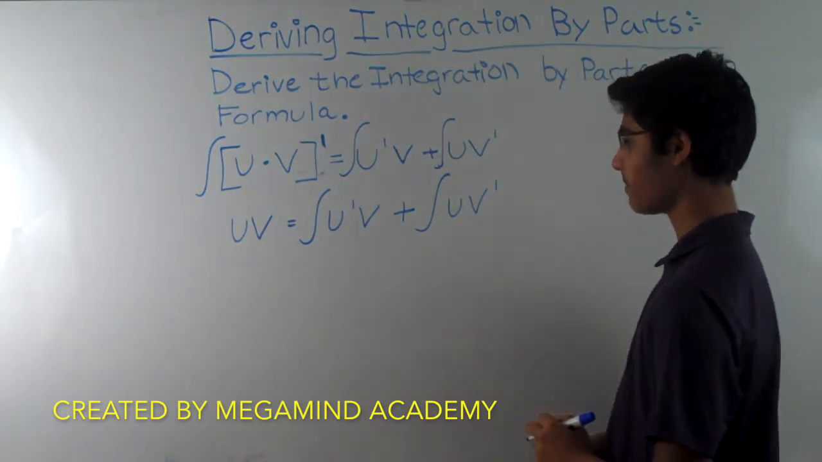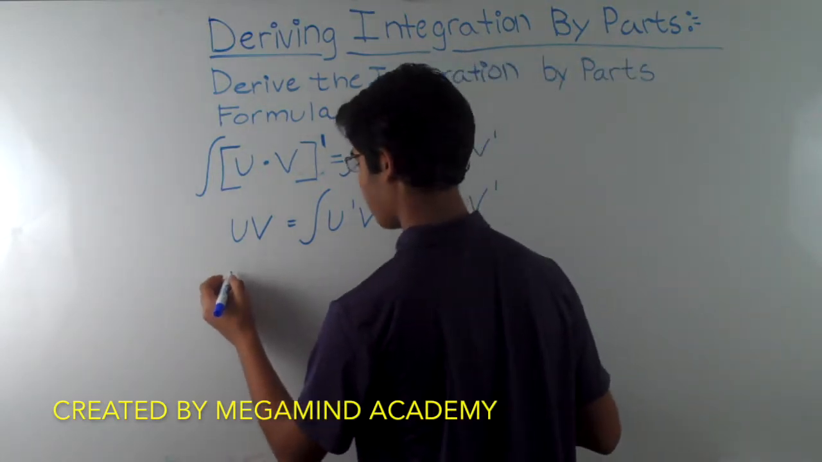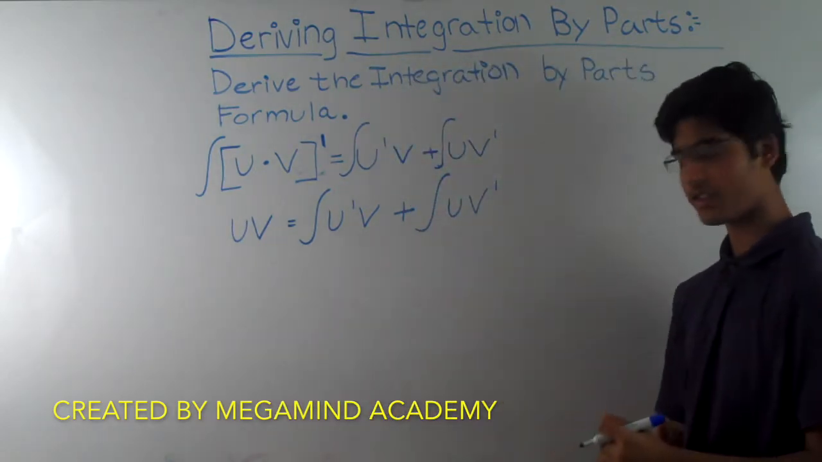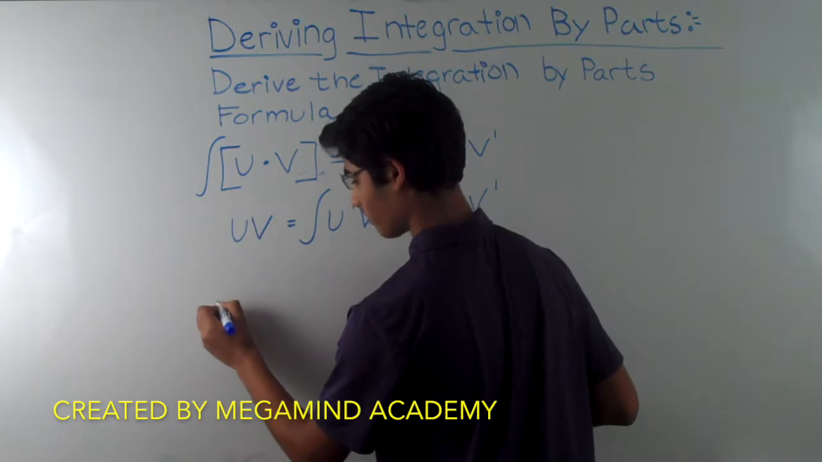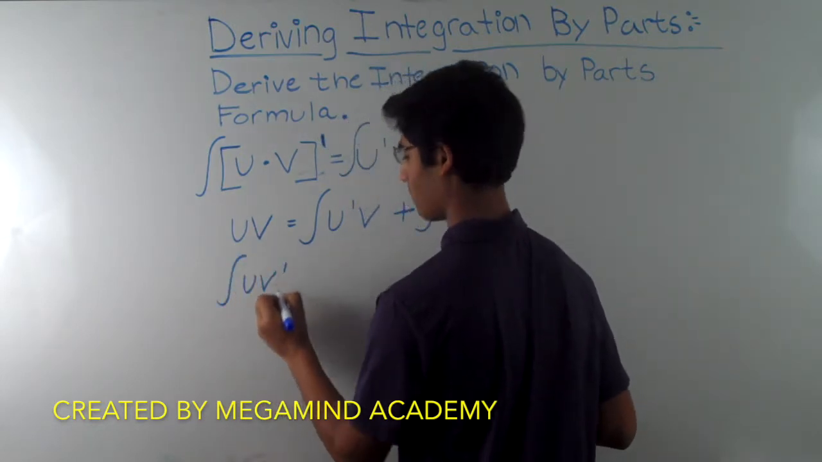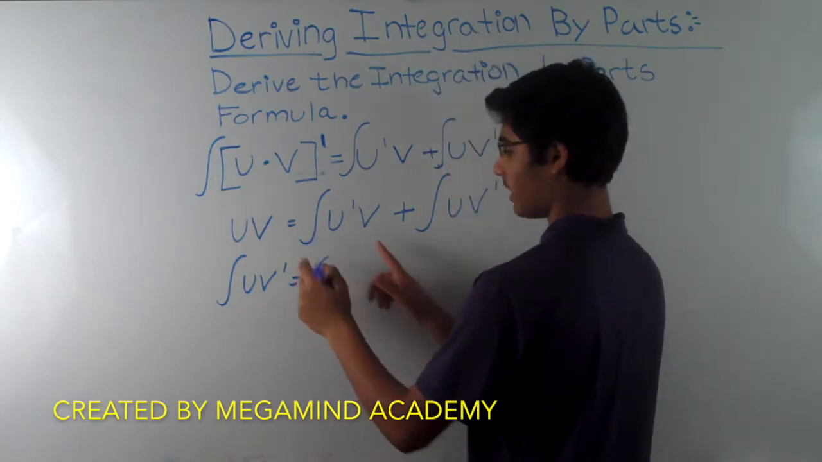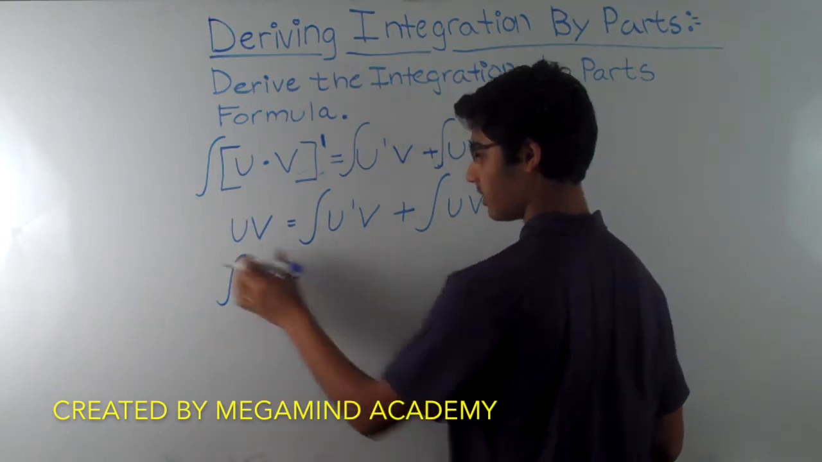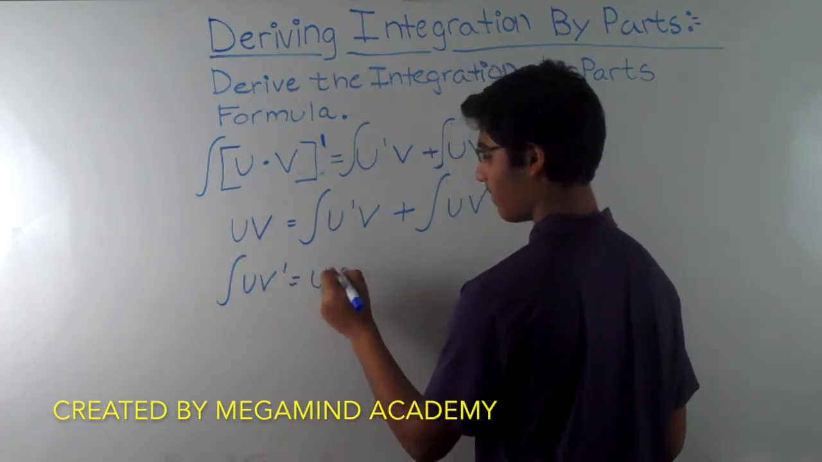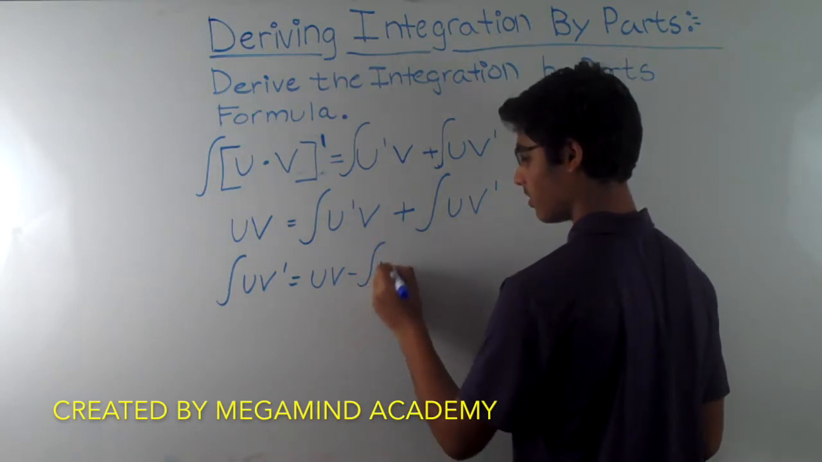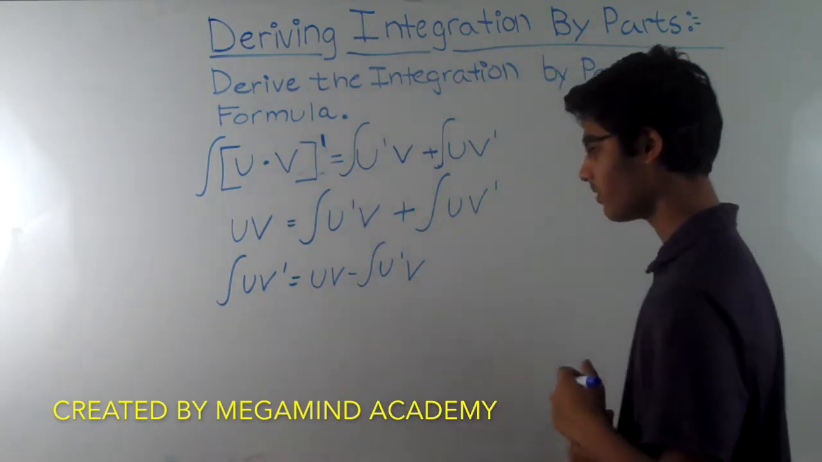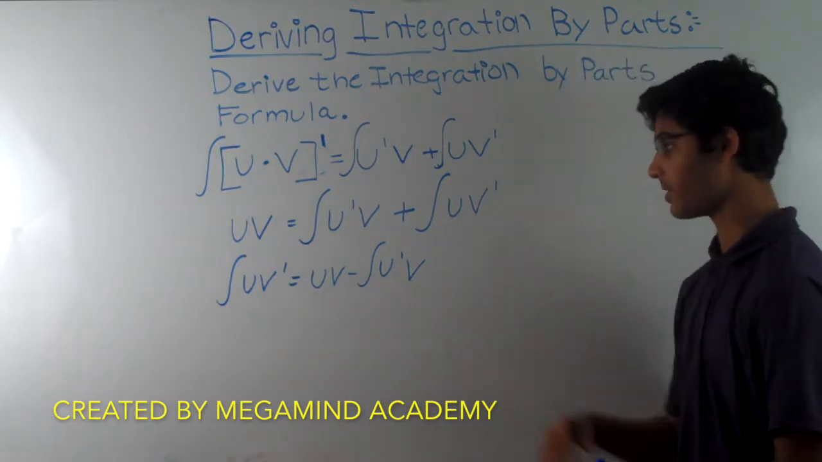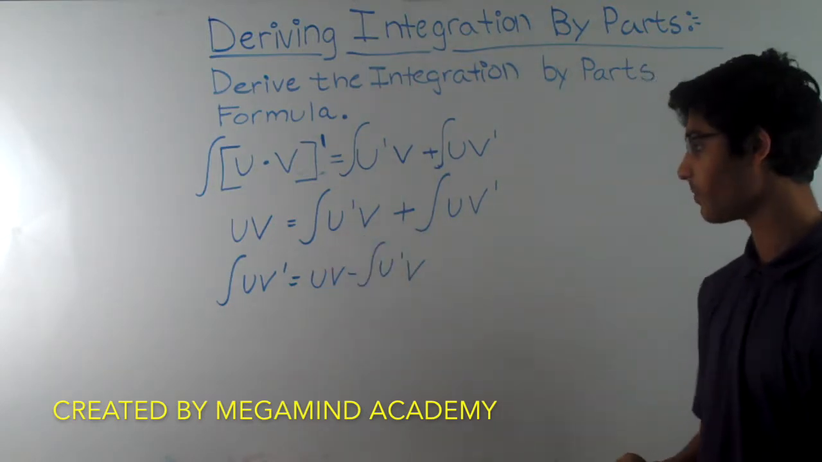So now we could say that this integral, the integral of u times v prime, is equal to this part, u times v, minus this integral, u prime v. But let's take this a step farther, and we can see how we got here. We subtracted this integral from both sides of this equation.